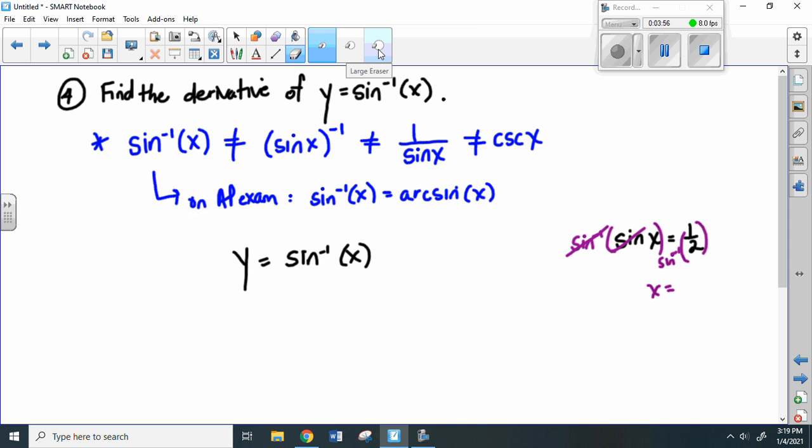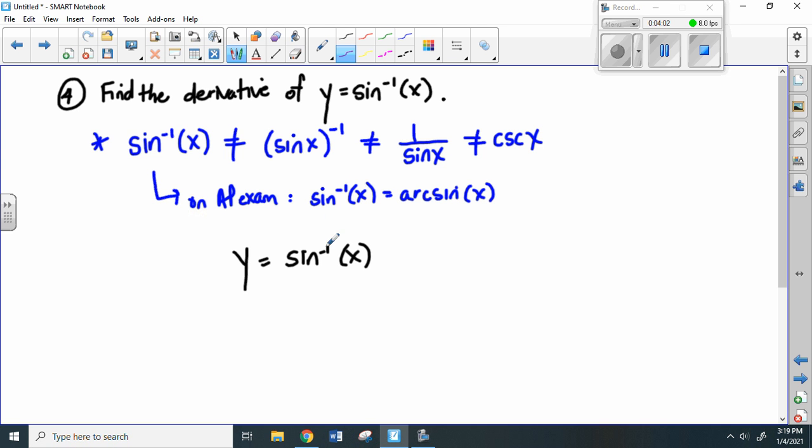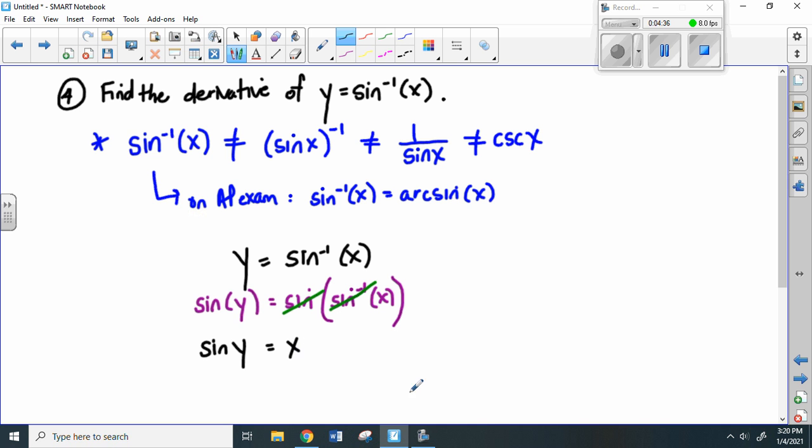All right, so with that in mind, we're going to use that idea over here. I want to get rid of sine inverse on the right, and hopefully if I get rid of it, it won't show up somewhere else. So to do that, I'm going to take the sine of both sides. And when I do that, sine and sine inverse cancel, at least on that side, and I am left with sine of y equals x.